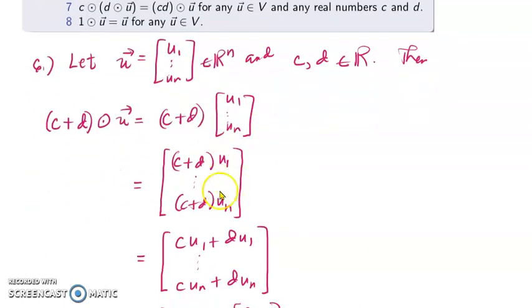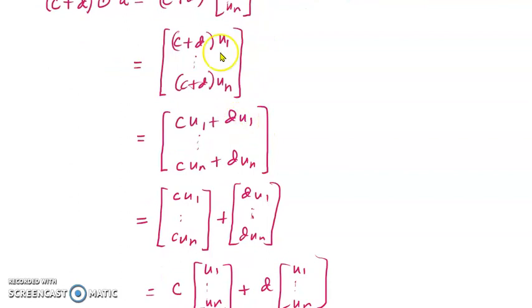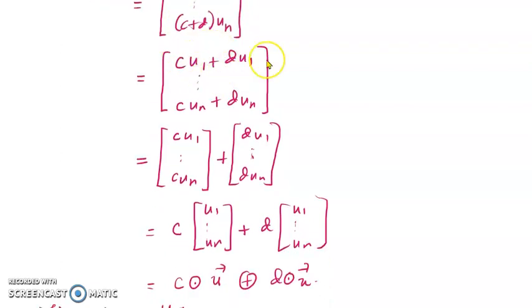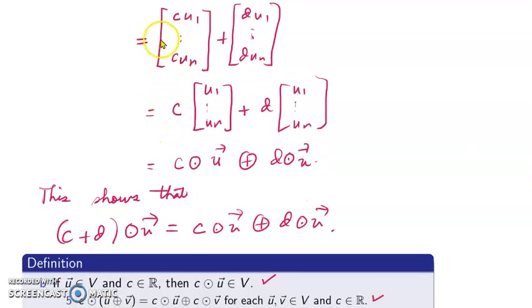Okay, then you have scalar multiplication. You multiply C plus D to the entries of this matrix. You have this one, and then distributive property again because the entries of this matrix are just real numbers. So distributive property holds. You have this one. You can split this matrix into two so that we have this one, and then again similar procedure.